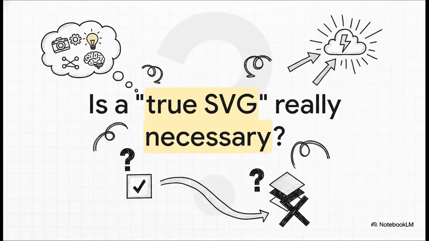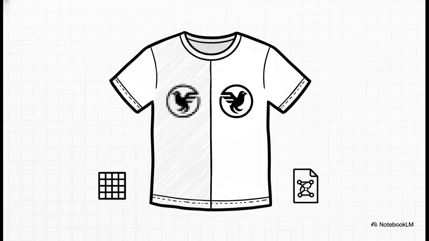Okay, so after all that talk about vectors, I can kind of hear you asking, do I really need to go through all this trouble for a true SVG? Is it really that big of a deal? And the answer is a resounding 100% yes. If you plan to print something, anything, a t-shirt, a business card, a giant banner, a pixel-based PNG is going to look blurry and just plain unprofessional when you scale it up. A vector-based SVG, on the other hand, will stay perfectly crisp and sharp forever. It's literally the difference between looking like an amateur and looking like a pro.